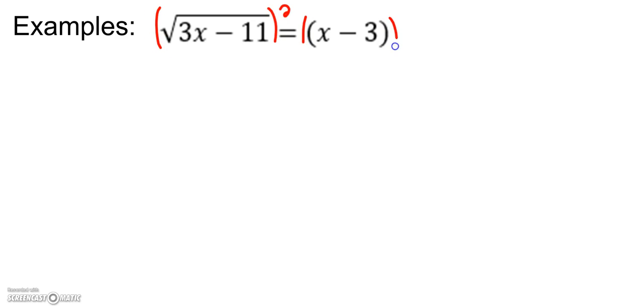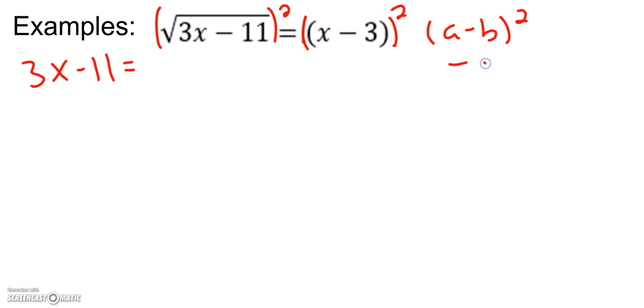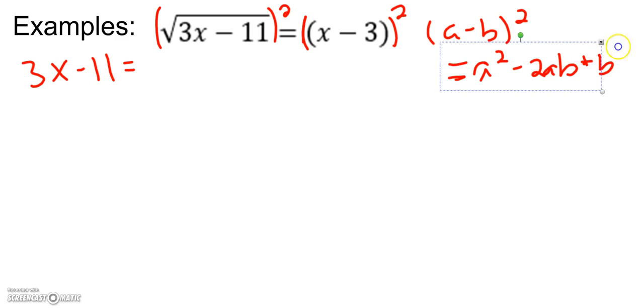Oh, there's already parentheses, but I'm just going to double parenthesis my parenthesis. So I get 3x minus 11 is equal to, I've got to do binomials squared. So this is my (a minus b) squared, which is equal to a squared minus 2ab plus b squared.